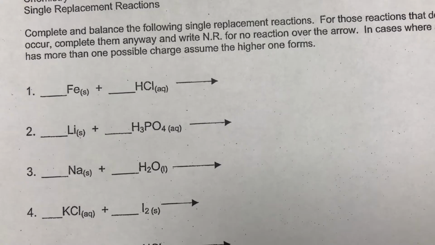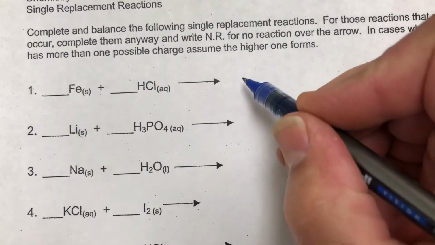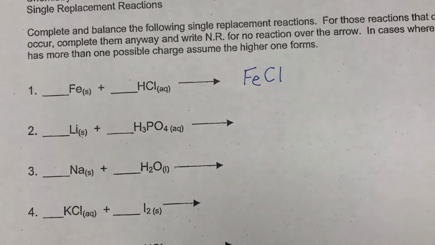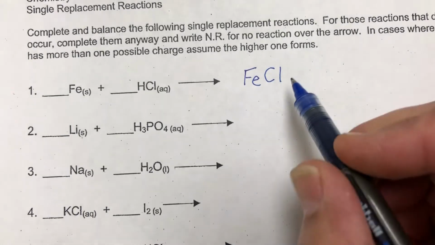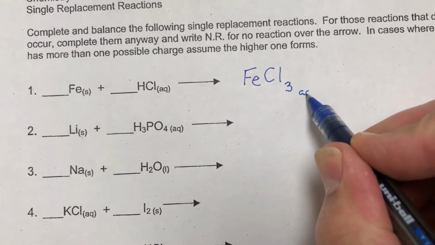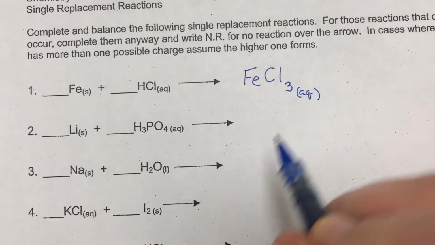If your element in the first one is iron, we know iron forms positive ions. It's going to pair up with a negative ion in the compound. All right, so when we put these together, I'm going to put iron with chlorine. Now, iron can form positive 2s and positive 3s. In this instance, we're always going to assume the higher of the two charges form. So if iron is a positive 3, and we know chloride is a -1, my formula is going to be FeCl3, and these are always going to be aqueous until I tell you otherwise.